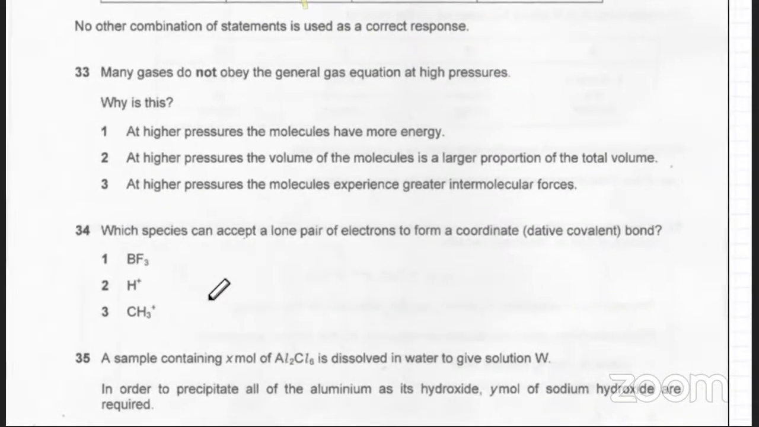Many gases do not obey the general gas equation at high pressure. Why is this? What's wrong with high pressure? What happens at high pressure? Okay, why don't they behave as an ideal gas?